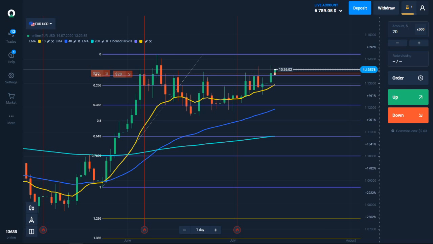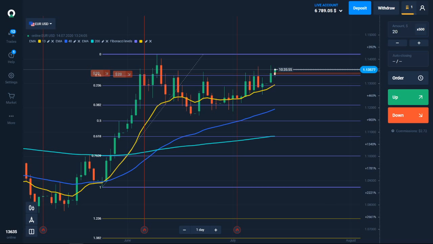Basically, once I have my Fibonacci levels drawn, I then look for these levels you see on the left: the 23.6, then the 38.2, 50, and 61.8 in some cases.